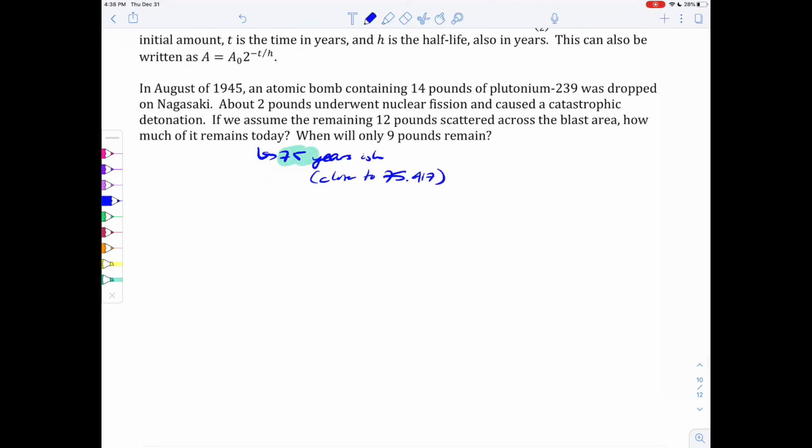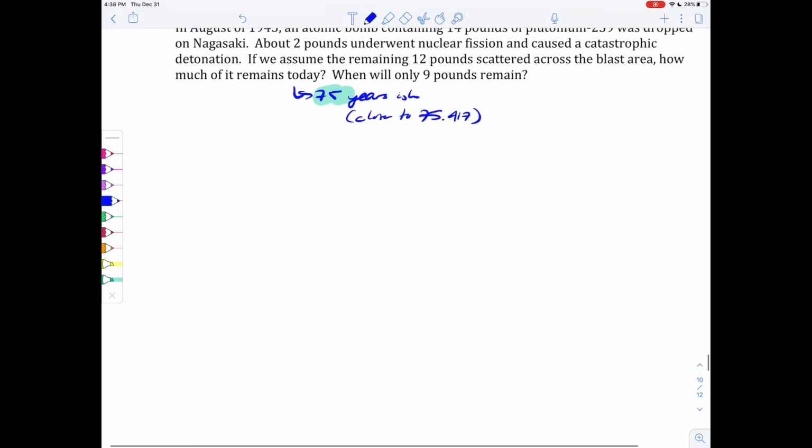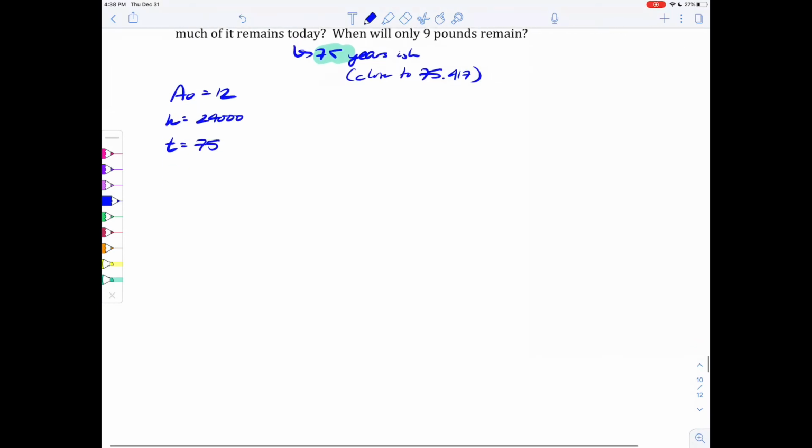But for this example, we can use straight up 75. So listing what we've got, A sub naught, the initial amount, was 12 pounds. The half-life is 24,000 years. The time is 75 years, because it's been 75 years since. And we'll now plug this into the formula. How much of it remains today?